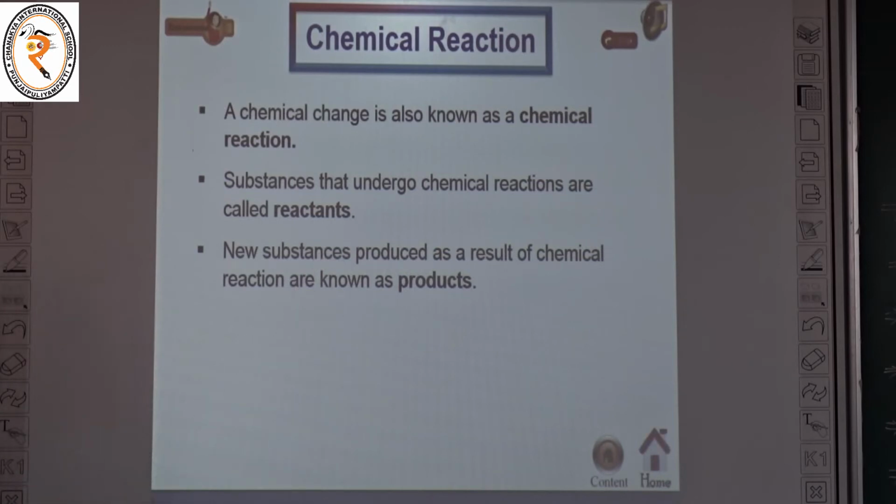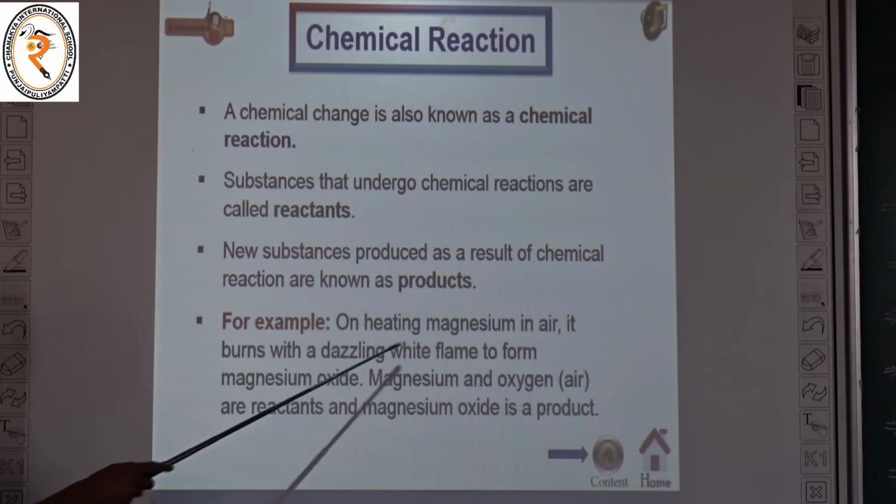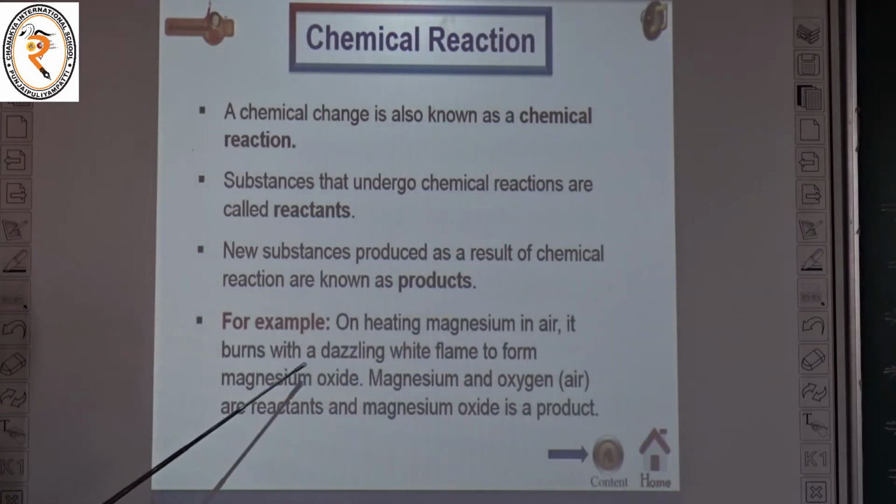For example, hydrogen and oxygen react together to form water molecule H2O. So in this, hydrogen and oxygen are reactants. What is the product? We get water molecule H2O, that is known as product. For example, on heating magnesium in air, it burns with a dazzling white flame to form magnesium oxide. So magnesium and oxygen are reactants. They react together to form magnesium oxide. So magnesium oxide is known as product. Okay. And the next one.